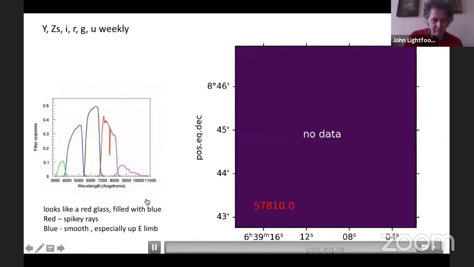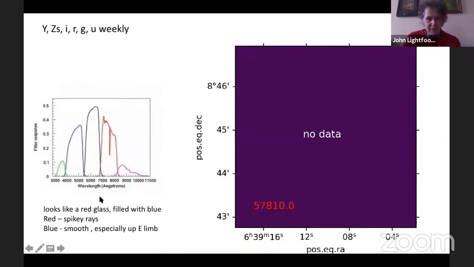So this is just a note to remind me what to say. It looks like a red glass filled with blue liquid, really. In the red, the nebula is much more spiky. You have rays coming up from the star, going out into the interstellar medium. In blue, it's much smoother, especially up the eastern limb. It's a very smooth surface it seems to trace out.